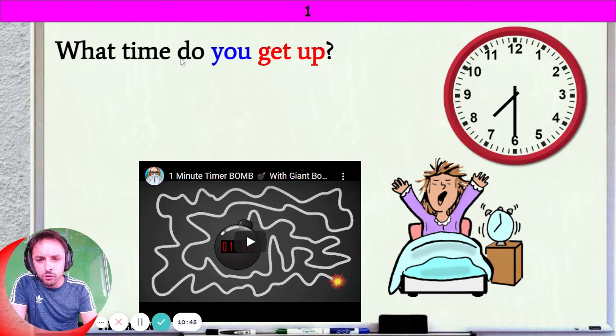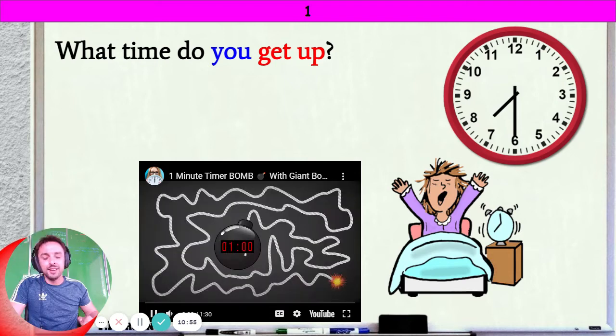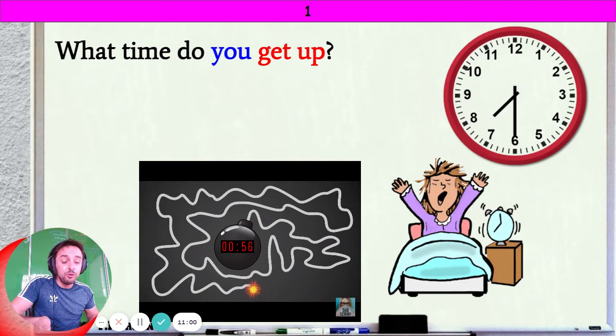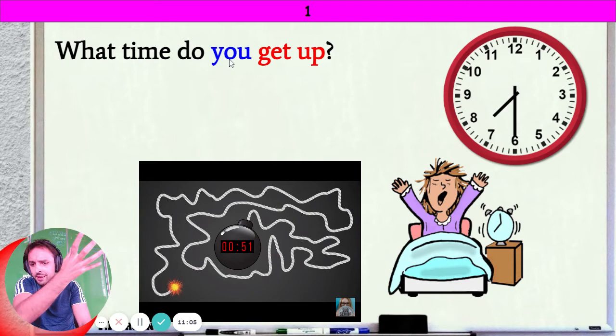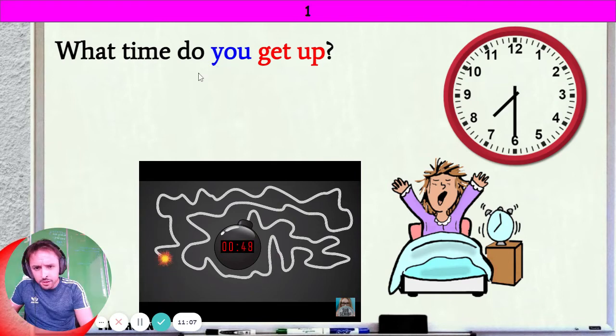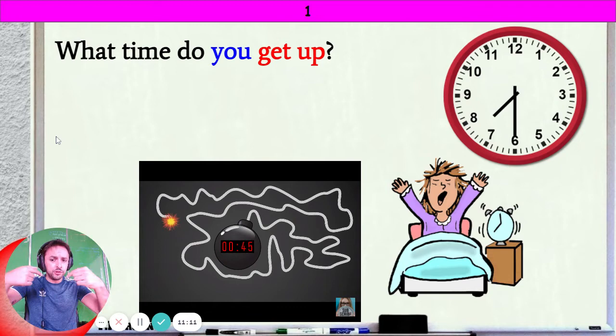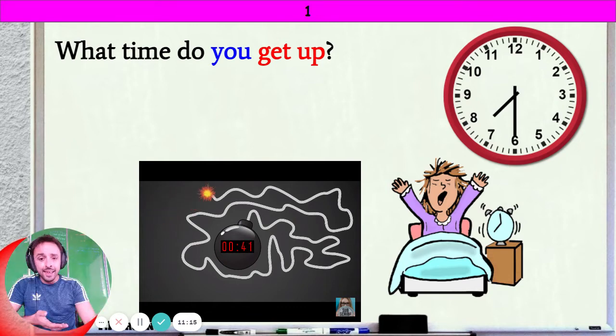Question: what time do you get up? You have 1 minute to write your answer. Remember, first word, we take down the pronoun, and you changes to I. Then the next part, you take the verb. I what? Take down the verb.